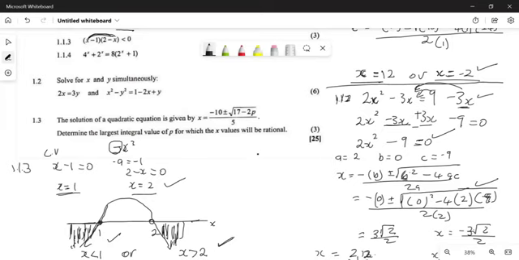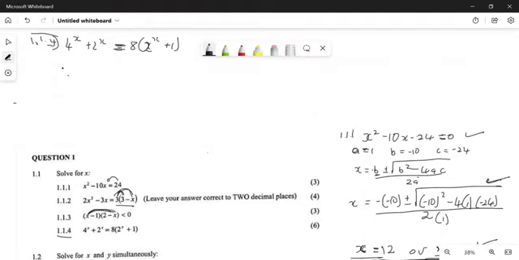Okay, we're going to 1.1.4. Change the 4 to the power of x into a prime base, and then it gives us 2 to the power of 2, all to the power of x, and then plus 2 to the power of x. And then 8 is equal to 8 open bracket 2 to the power of x plus 1.